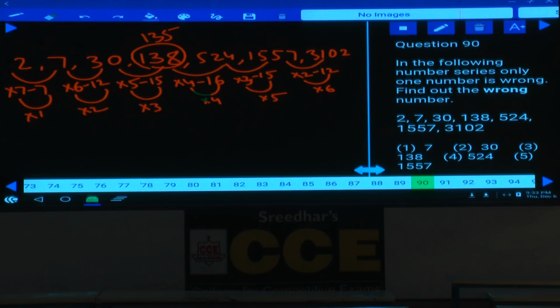Now into 7 minus 7 can be written as 7 into 1. And this 12 can be written as 6 into 2. And this 15 can be written as 5 into 3. 16 can be written as 4 into 4 and 15 is into 5, this is into 6. Then what is the wrong number here? 138 is the wrong number and 135 is the correct number. Done with this? Now the logic, the difference between the differences is the first number into 1, into 2, into 3, into 4 and into 5.